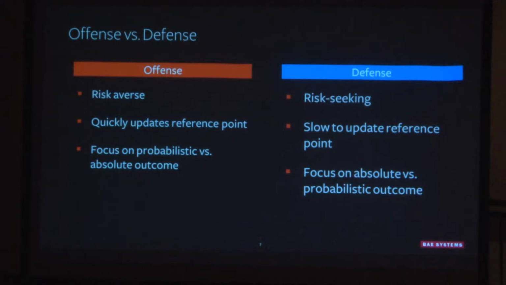So offense versus defense, this is my, at least, thinking on how it manifests. Offense is in the domain of gains, which is a very established thing within prospect theory. So generally you're risk averse. Once you have that gain, you don't want to move back down, so you're less likely to make risky decisions. You more quickly update your reference point. You have a better feedback loop to figure out, okay, my status quo has now jumped up here. You also focus more on probabilistic versus absolute outcomes. Again, it's that certainty factor.